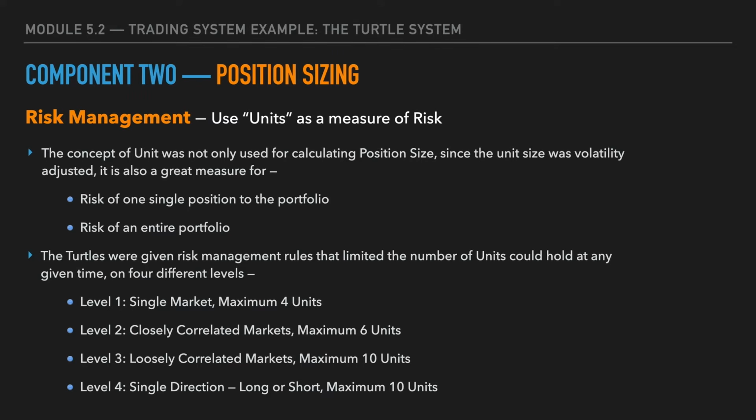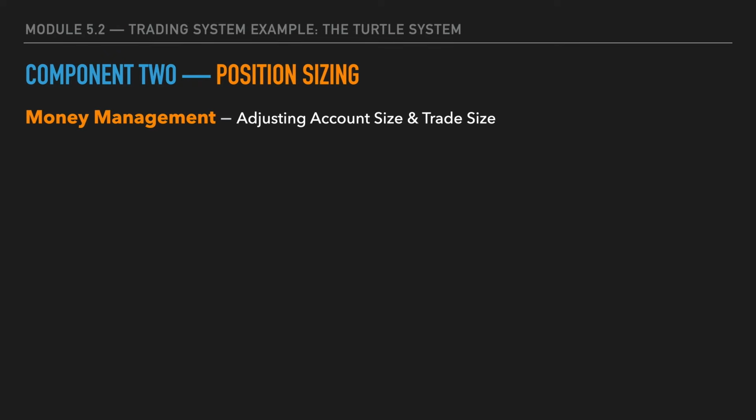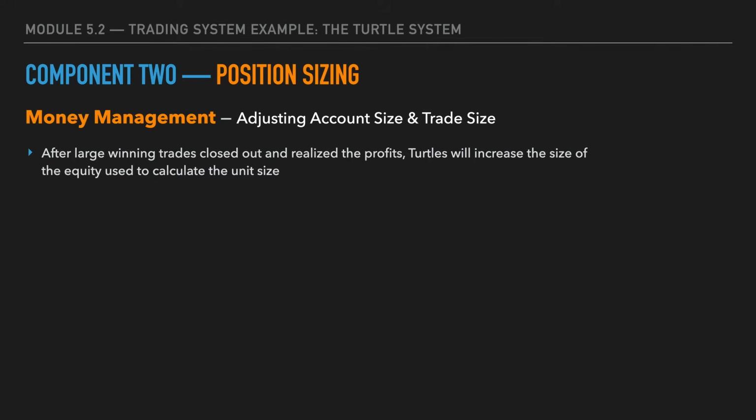These are the position sizing rules for the Turtle trading system. Apart from risk management, money management is also a huge part of position sizing, especially when it comes to adjusting account size and trade size. After trading for a while, traders will encounter wins or losses, so the actual account size will have to adjust based on how much they gain or lose. After large winning trades close out and realize the profits, Turtle traders will increase the size of equity used to calculate the position size.